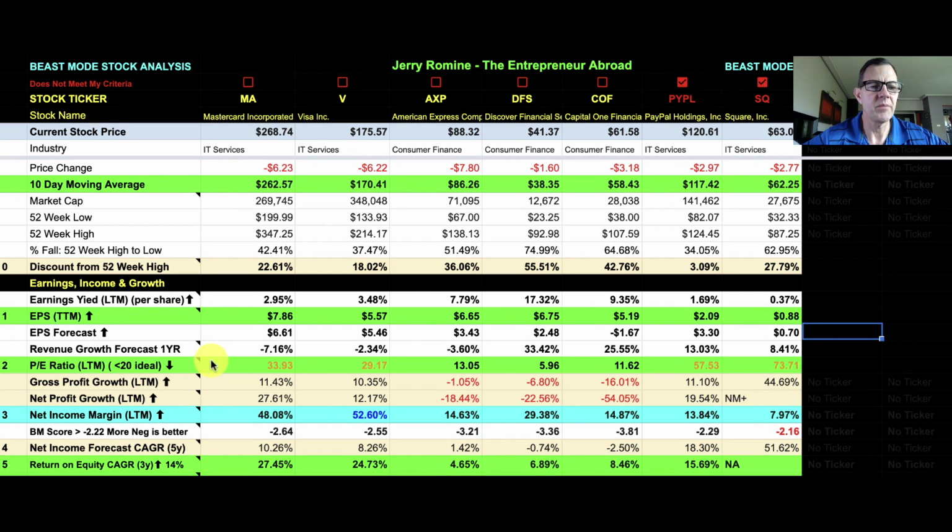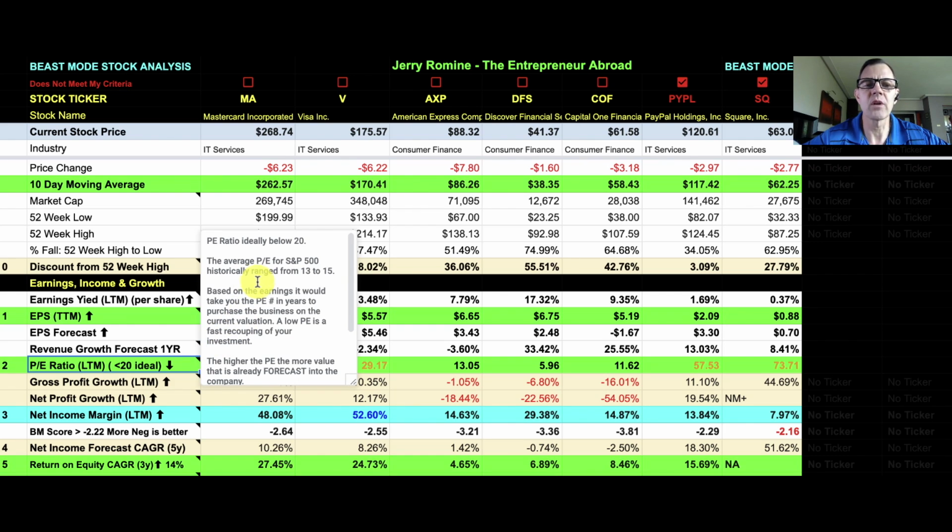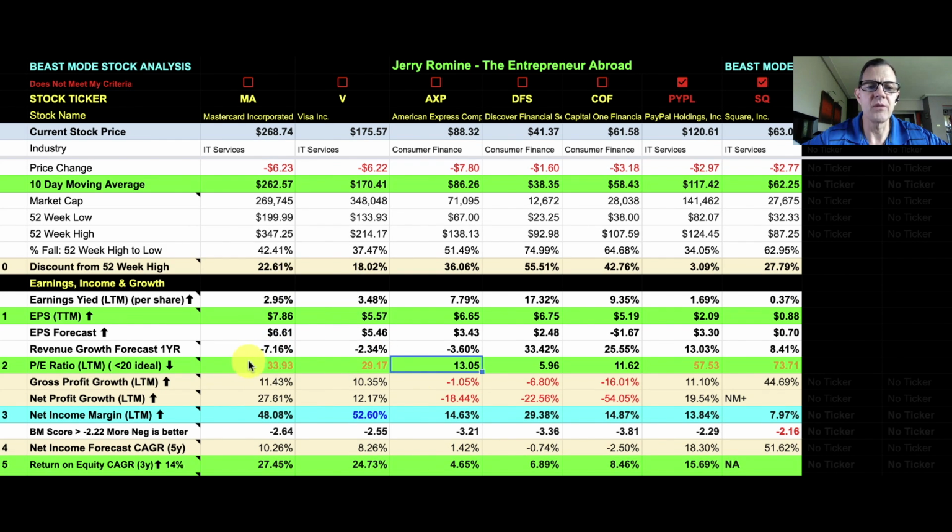The PE ratio is one of my favorite things for a quick check, and ideally I like that number to be under 20, and that's because historically the average on the S&P 500 has been from 13 to 15. And one way of looking at the PE is based on the earnings, it would take you the PE number in years to purchase the business on the current valuation. A low PE is a fast recouping of your investment. So if you look at it that way, it would take you basically 34 years based on the earnings for the current valuation at $268.